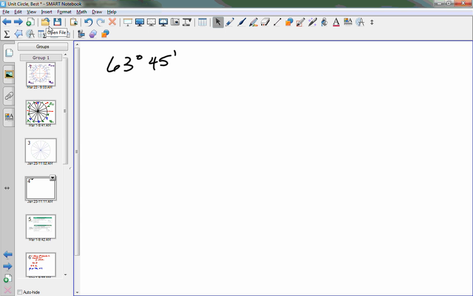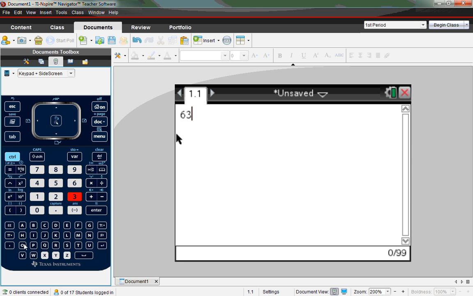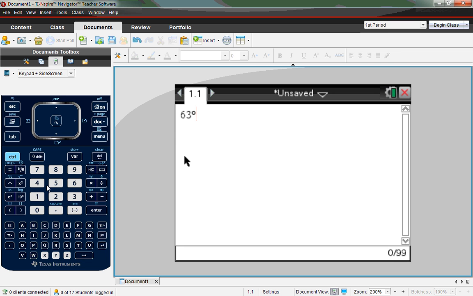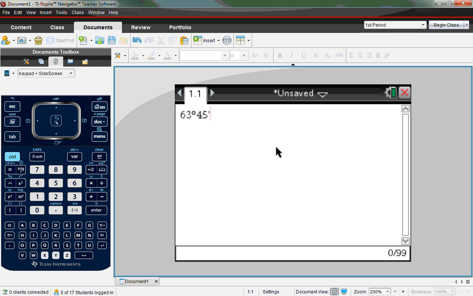63 degrees, 45 minutes. Sorry, not seconds. 63 degrees, 45 minutes. That's what that says. So I'm going to go back over to my calculator here, and I'm going to type in 63. I'm going to hit the pi sign. That pi sign gives me my degree key. I'm going to type in 45. Go back to the pi sign. Get the apostrophe. That's going to give you your minutes.